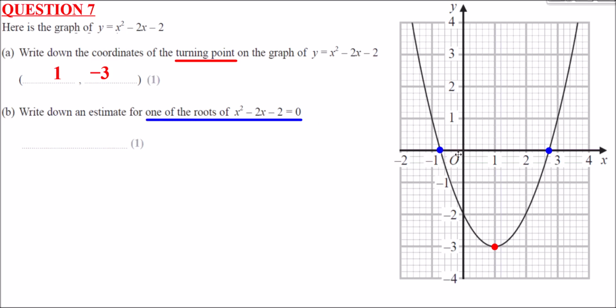So this one down here, each little square going along is worth 0.2 of a unit. 0.2, 0.4, 0.6, 0.7, but it's in the negative direction. This is about minus 0.7. This one is 2.7. So you could write down for your answer either minus 0.7 or x is 2.7. And those are the two roots. Just pick one for your answer.